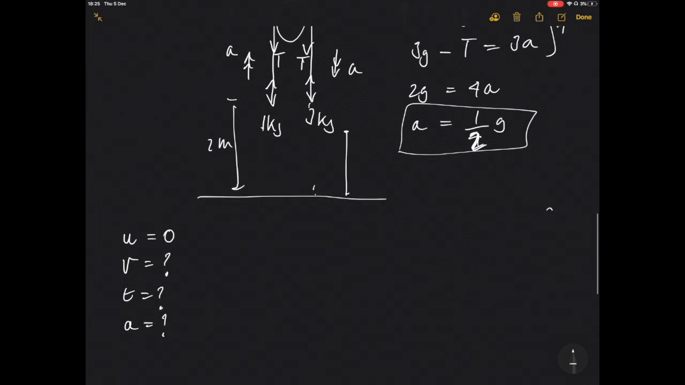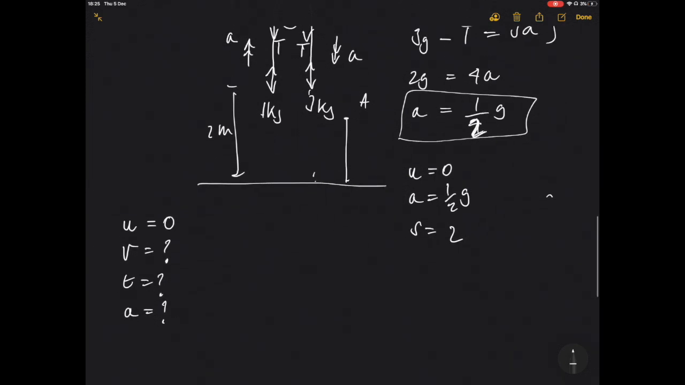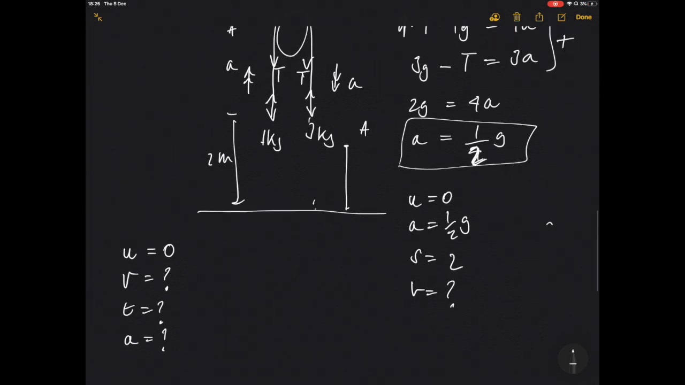Well, we know that on this side, u equals 0. We know that a equals half g, and we know that s equals 2. So we know that side. We could calculate the final velocity perhaps, and what would that give us? That would give us the velocity at which the string becomes slack.